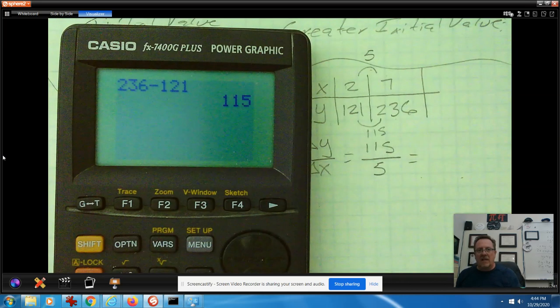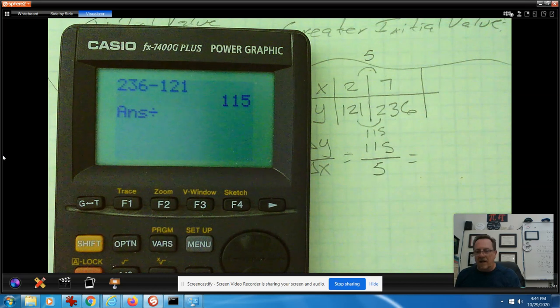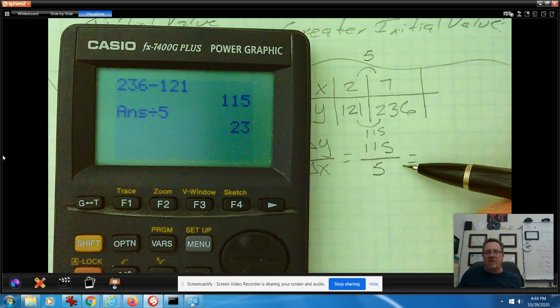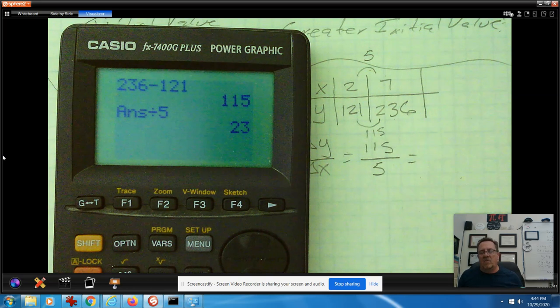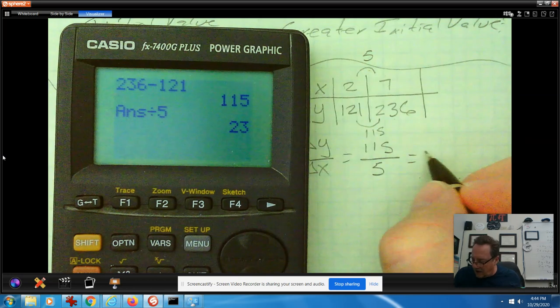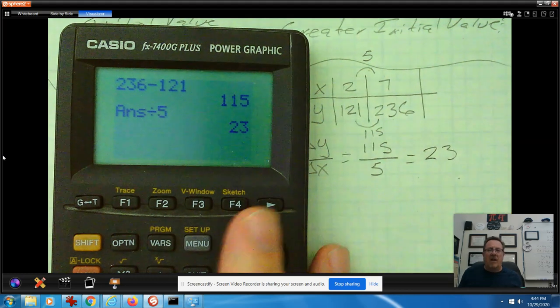We're going to take 115 and we're going to divide that by 5 because a fraction bar is just a division symbol. That's what fractions really are. They're showing division. Take the top number and divide by the bottom number. That's what it means. So our slope there is 23. That's our rate of change.